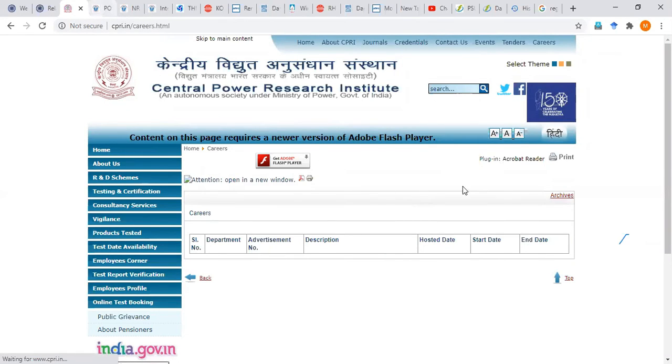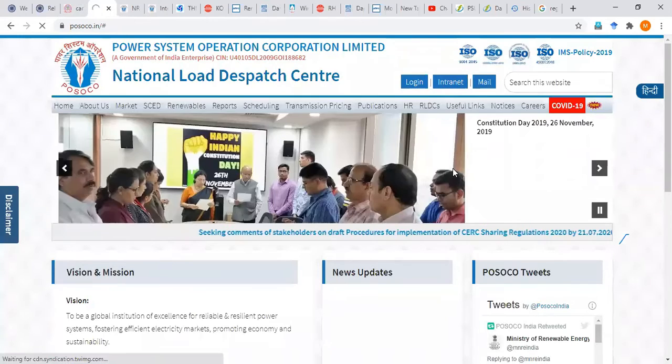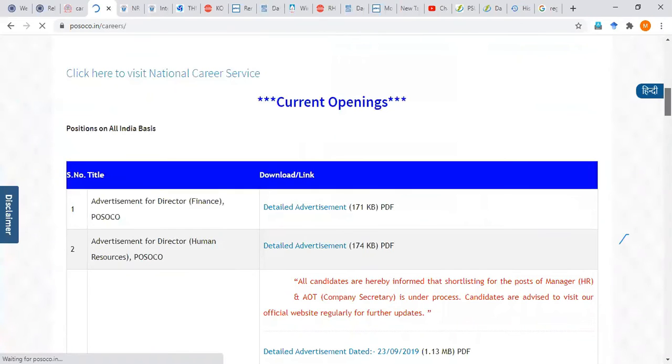Maybe, yeah, this is National Load Dispatch Center. This is power system operations. So if you click on this careers, yeah, openings and recruitments. So here you can find out the details or the factors which are required for the recruitment in these particular organizations. So many things are given.